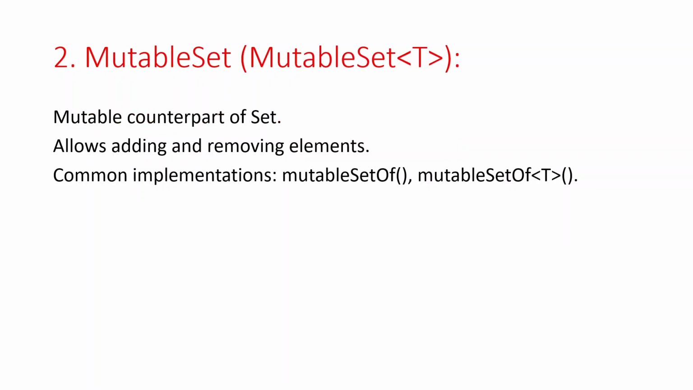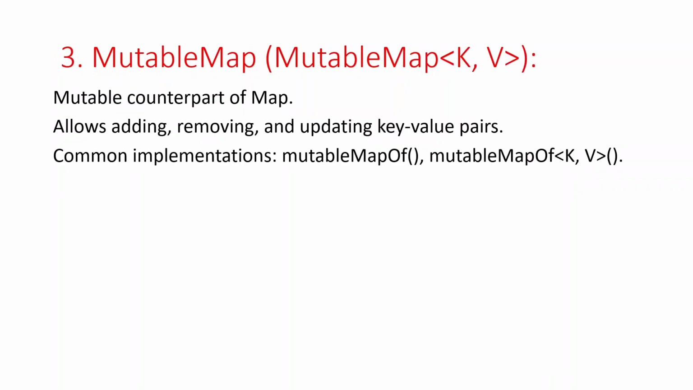And similarly we have mutable set also. The mutable counterpart of set allows adding and removing elements. Common implementations include mutable set of T. And the third one is our mutable map. The mutable map is a counterpart of map, allows adding, removing, and updating key value pairs. Common implementations: mutable map of key value pair.